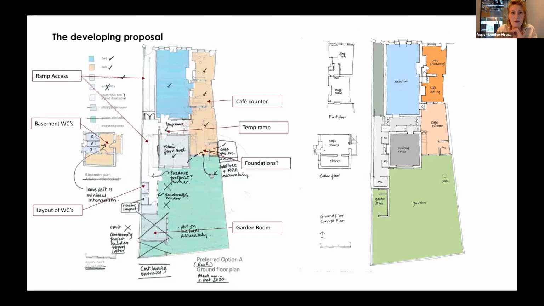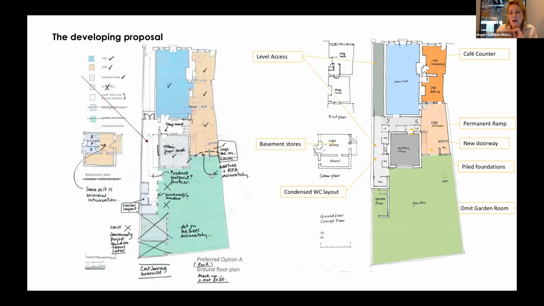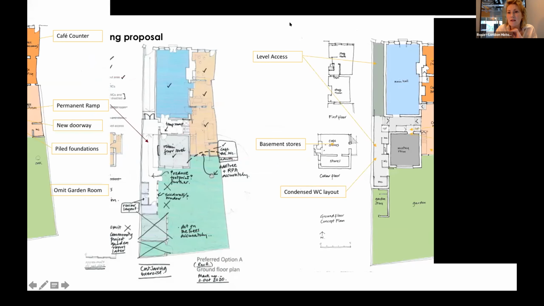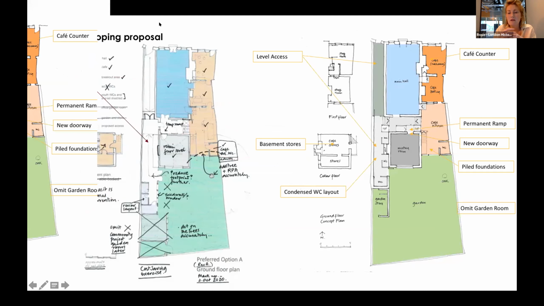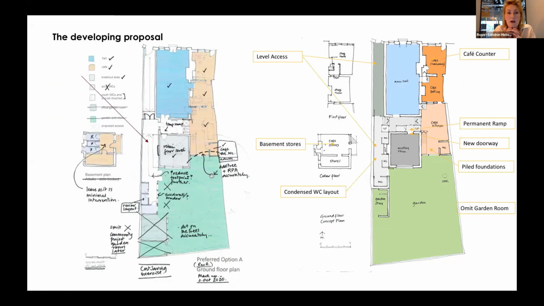So this isn't exhaustive, but if I just flip over here, you can see how some of the scoping work impacted on our final design. So instead of having ramps, we've got level access and an additional lift. The oak tree, our arboriculture report indicated that we'd need to have piled foundations, so we incorporated that into our planning and our costing.